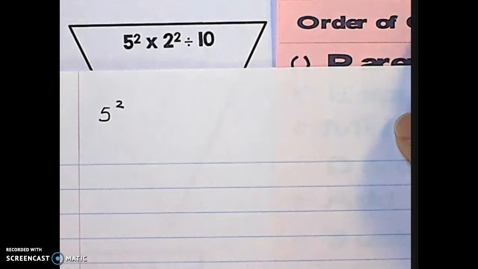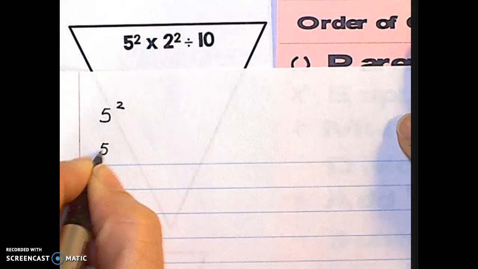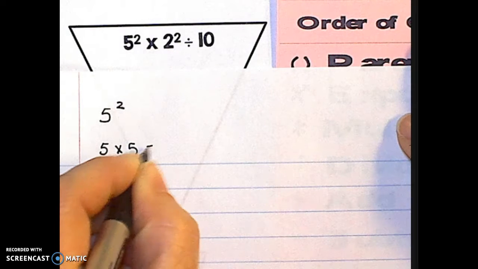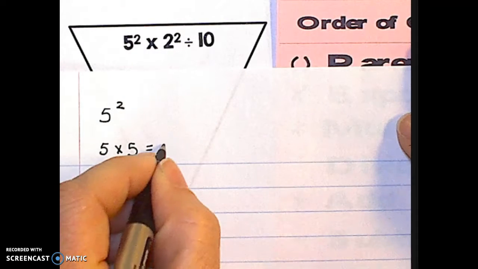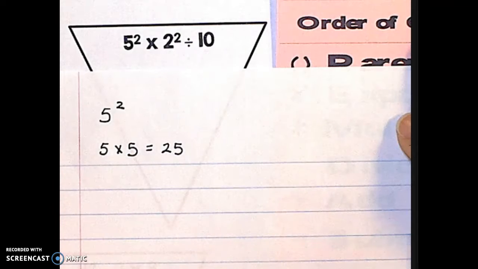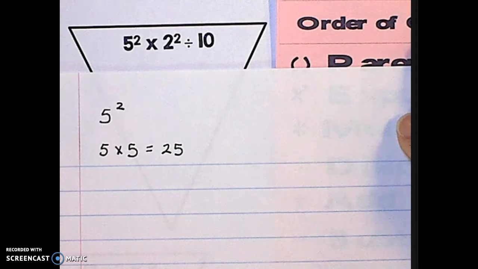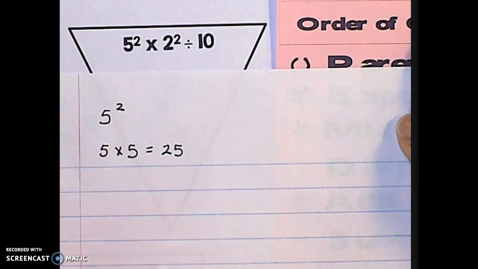5 squared means 5 times itself, or 5 times 5, which equals what? Exactly, 25. And then 2 squared, well, that one's kind of funny because 2 squared is 2 times 2, which is 4.